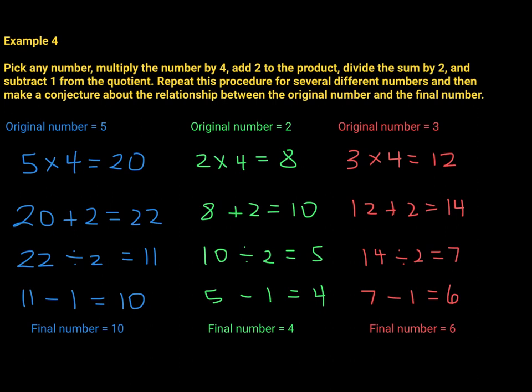Okay, so we can keep on going, but on the basis of these few examples, and we must highlight that yes, we've only looked at 3 examples, we can make a conjecture about this procedure, that the number you end with will always be twice the original number.